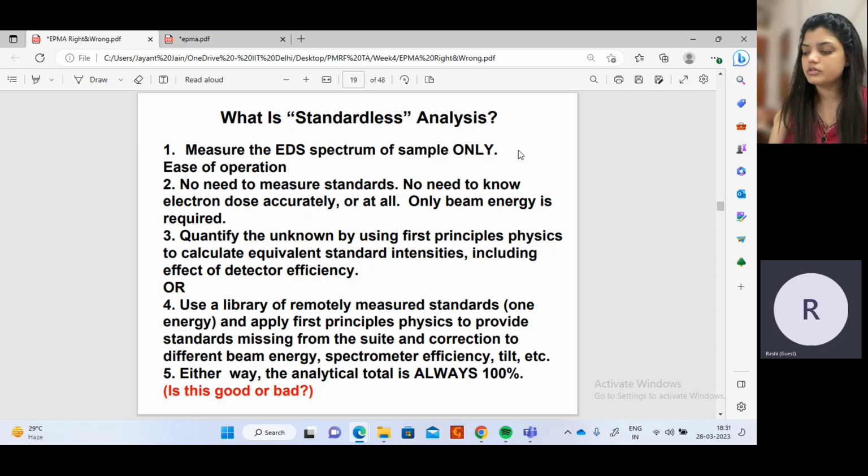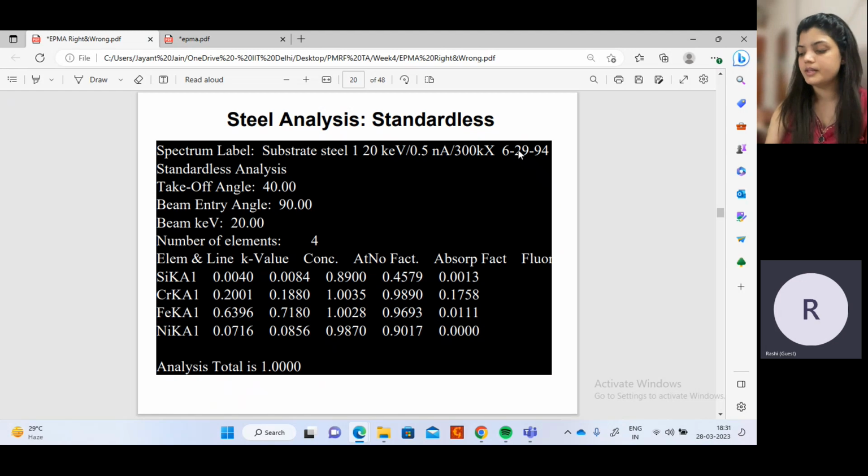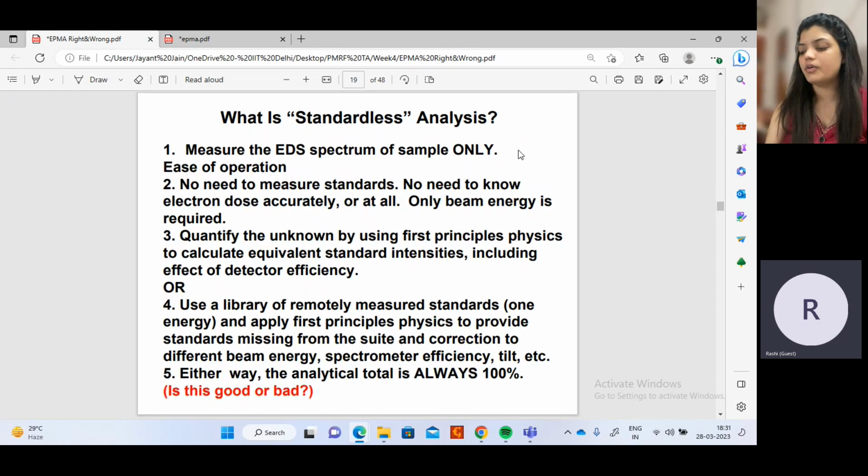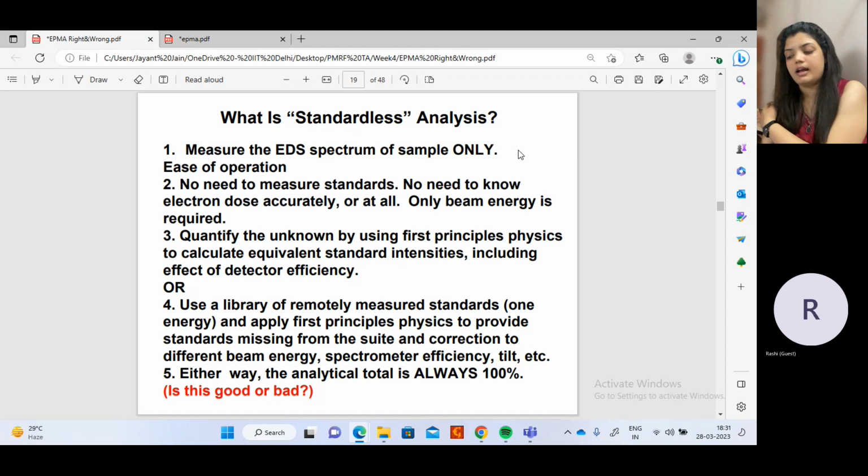Quantify the unknown by using first principle laws of physics to calculate the equivalent standard intensity, including the effect of the detector efficiency, or use a library of remotely measured standards at one energy, and apply first principle physics to provide the standards missing from the suite and the correction to different beam energy, the spectrometer efficiency, tilt, etc. Either way, the analysis total is always 100%.